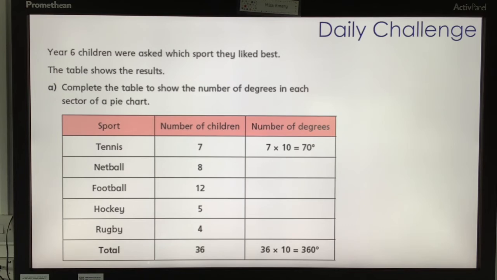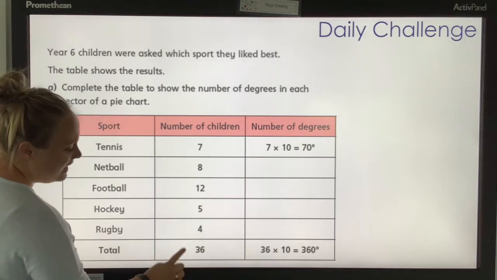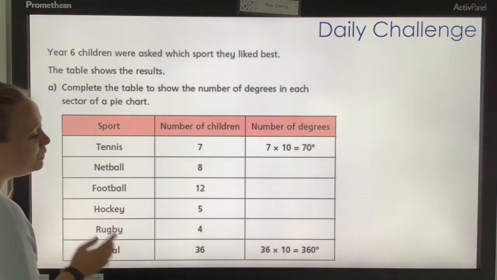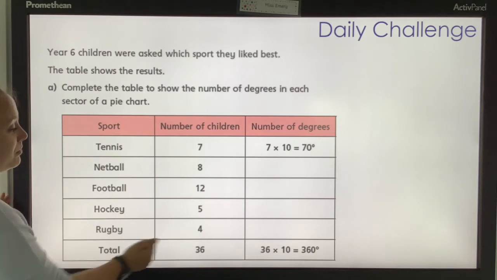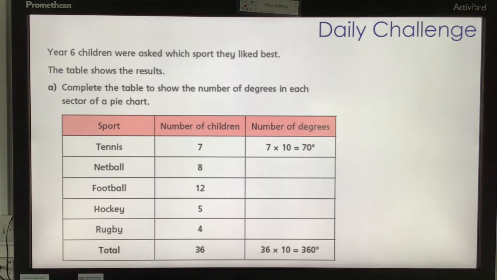So, here, Year 6 children were asked which sport they liked best. The table shows the results. Complete the table to show the number of degrees in each sector of the pie chart. So again, your total is quite nice because it's 36. So think about what you need to do with your 360 degrees in total and your 36 as your total number of children, your total number of units.